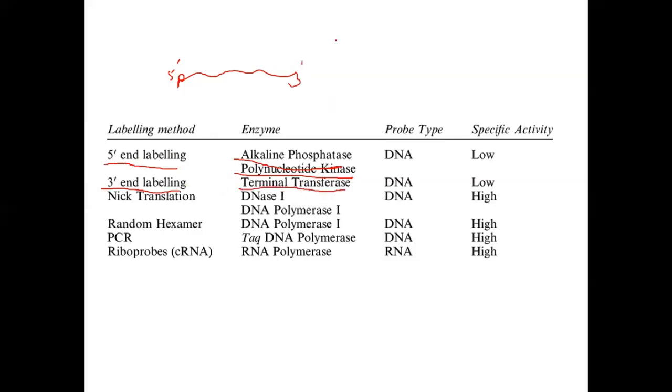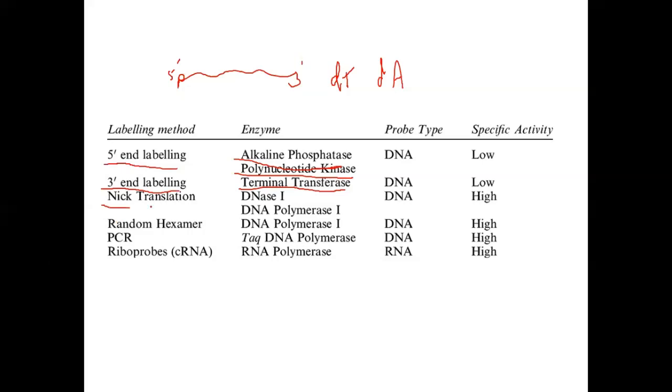We know that terminal transferase is an enzyme which adds a poly dT tail or poly dA, whatever. If we add more G, it adds poly G. If we add more C, it adds poly C. So if we provide only T, then it attaches the radioactively labeled dTPs to the 3' end. So you can label the 5' end as well as the 3' end.